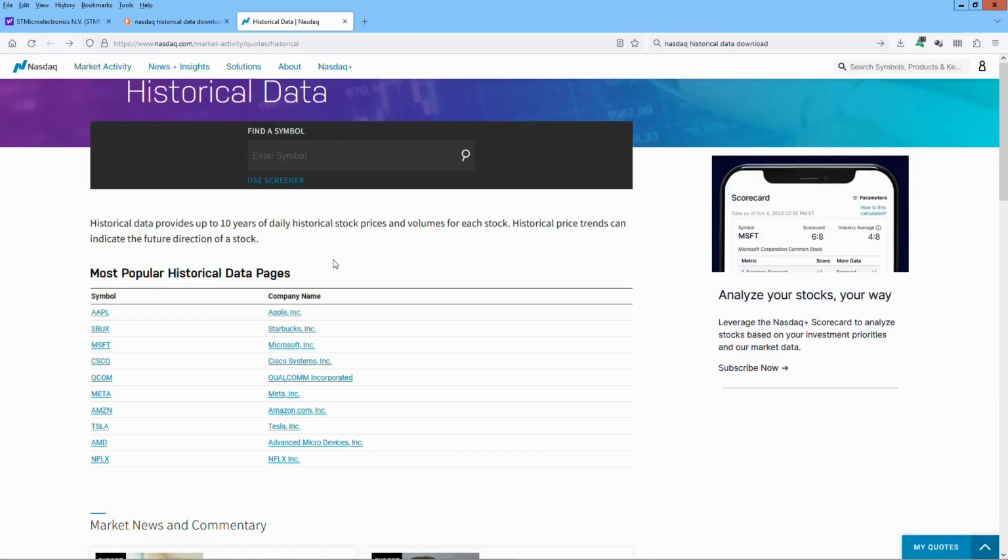Many other free providers exist. For example, many stock exchange markets, like the Nasdaq, provide historical data for free.